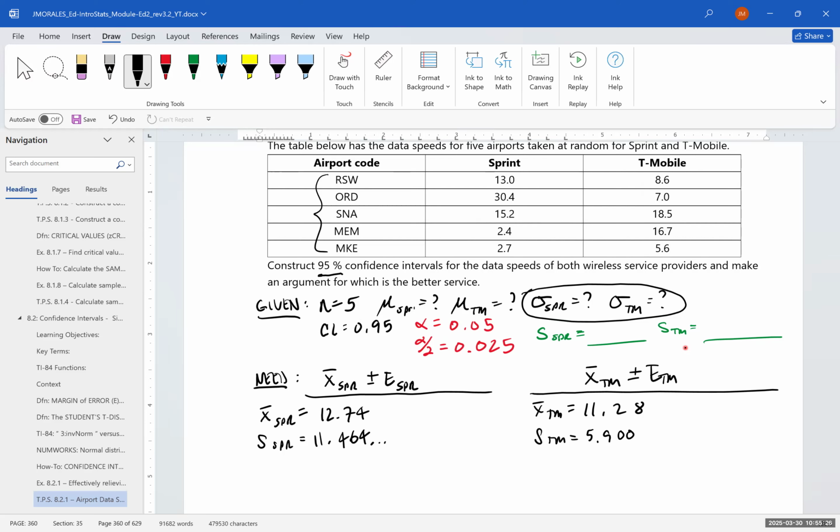I'm going to put 00 and just keep going like that, just to show that it's actually a longer decimal. Okay, so now for both we have our x bar. But what we need for both of them now is the margin of error.